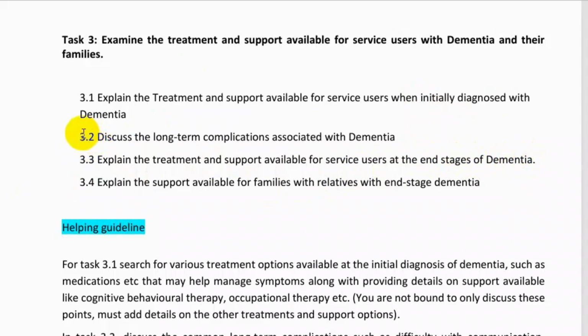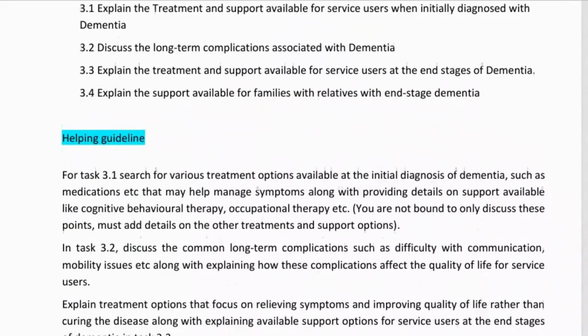Then under assessment criteria 3.2, you need to discuss the long-term complications, which are basically the long-term health diseases that are associated with dementia. And last but not least, assessment criteria 3.4 is about explaining the support available for families with relatives with end-stage dementia. Here you have to explain what support options are available for the family members who are taking care of individuals who are at the end stage of dementia.